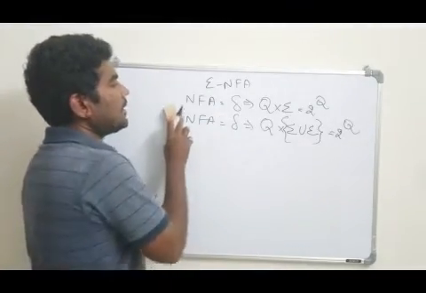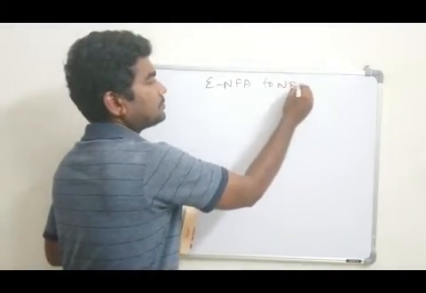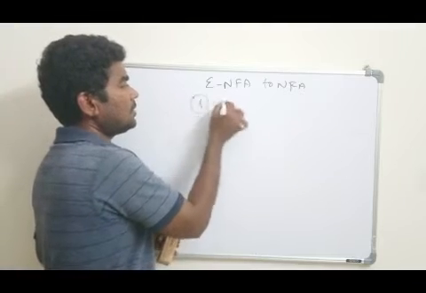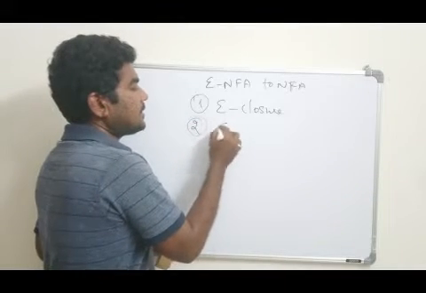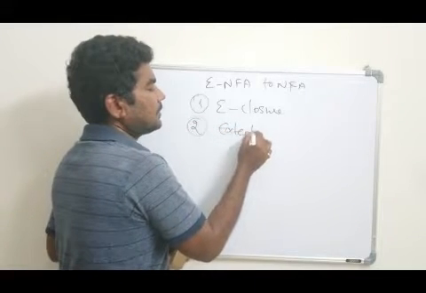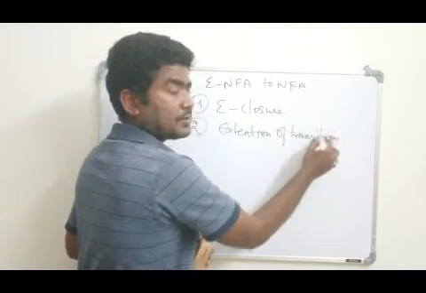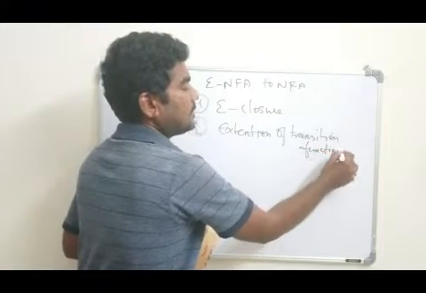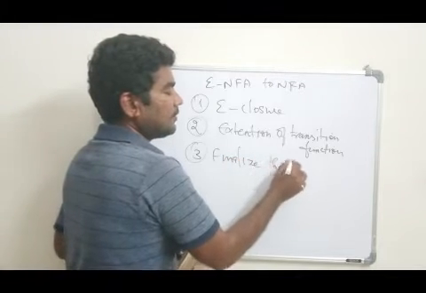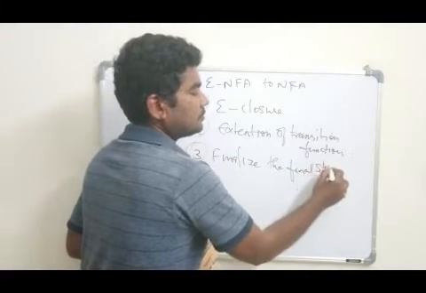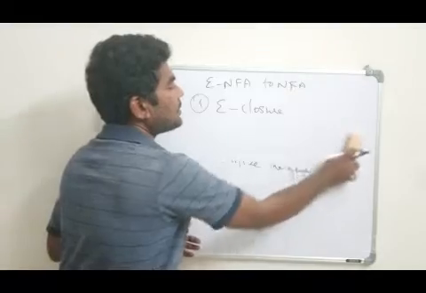Now we are going to convert this Epsilon NFA to a normal NFA. For that, these are the steps you need to follow. First, you need to find the epsilon closure. Then you need to extend the transition function. Then third, you need to finalize the final states. These are the 3 steps we are going to follow. First, we'll see what is epsilon closure.